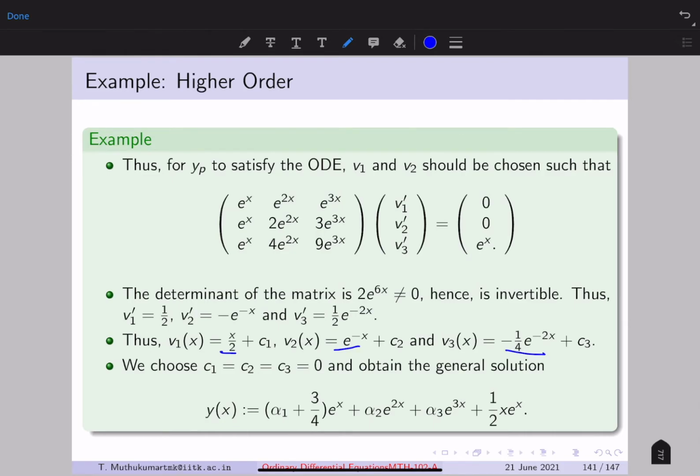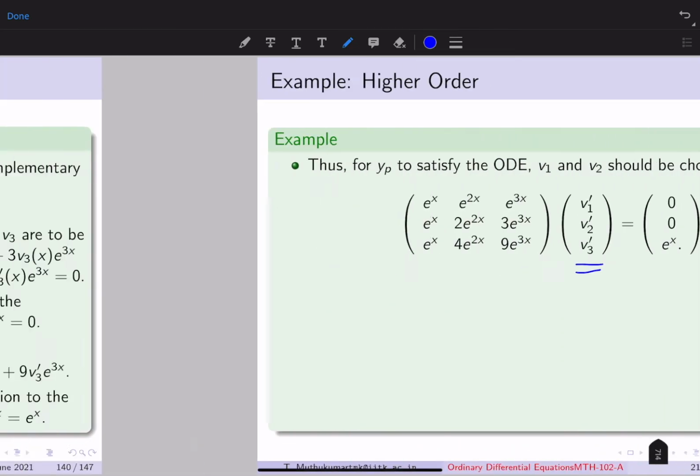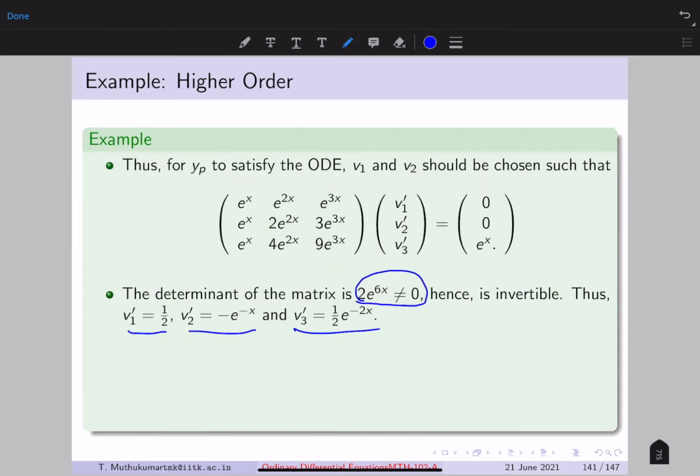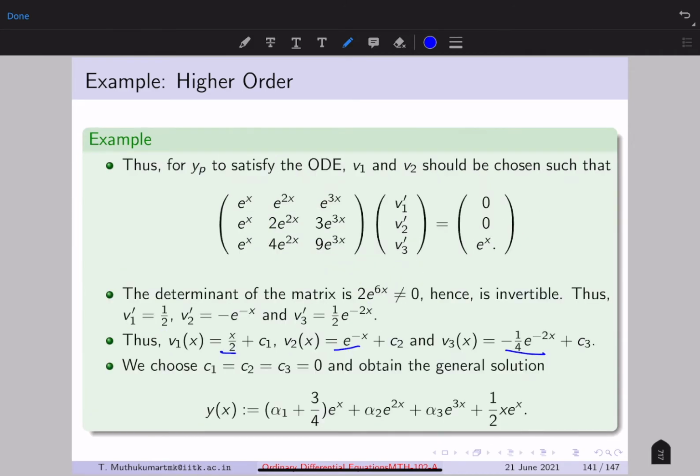Use that with the general solution, right? So your general solution was here, right? This is your complementary function, sorry. So plus yp, where yp is this, where you substitute for v1, v2, v3. So you see alpha 1 and v1, alpha 2 and v2, alpha 3 and v3 will combine. And that's what has happened here.